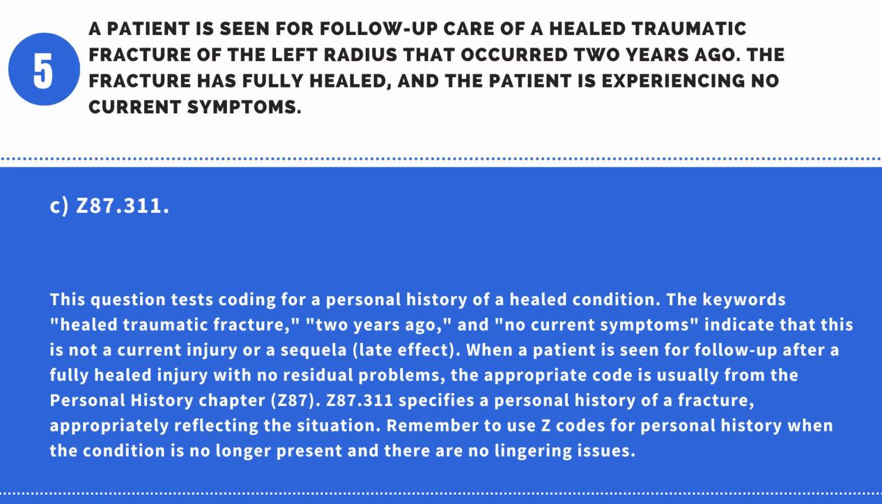Answer: C. Z87.311. This question tests coding for a personal history of a healed condition. The keywords healed traumatic fracture, 2 years ago, and no current symptoms indicate that this is not a current injury or a sequela, late effect. When a patient is seen for follow-up after a fully healed injury with no residual problems, the appropriate code is usually from the personal history chapter, Z87. Z87.311 specifies a personal history of a fracture, appropriately reflecting the situation. Remember to use Z codes for personal history when the condition is no longer present and there are no lingering issues.